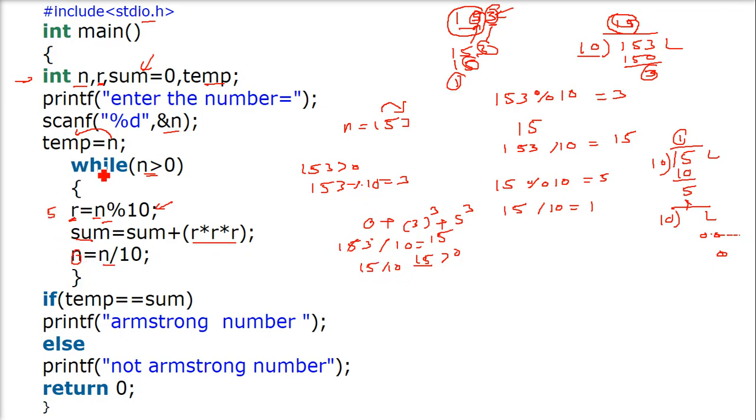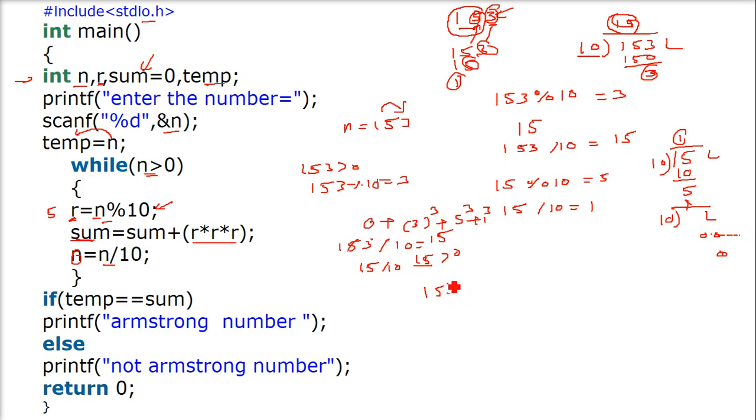Now you go again back. Now 1 is greater than 0. Now you come here, n modulo 10, 1 modulo 10 will be 1. And sum is already having 3 cube plus 5 cube. So now you add 1 cube. So 1 cube will be added. Now you will again say n by 10, that is 1 by 10. So n will become 0, because this is an integer. You go back again and you see, oh, this is 0. 0 is not greater than 0. So you will not go inside the loop. So now this sum will have the value of 153, because 1 cube plus 5 cube plus 3 cube is 153.